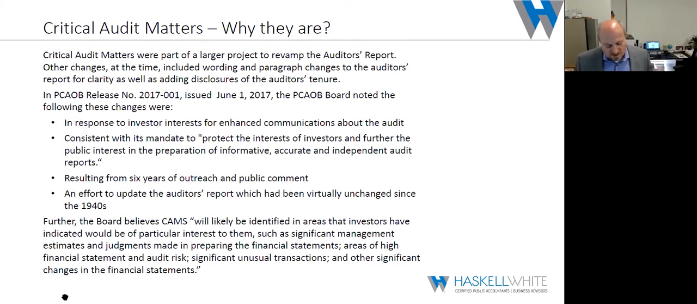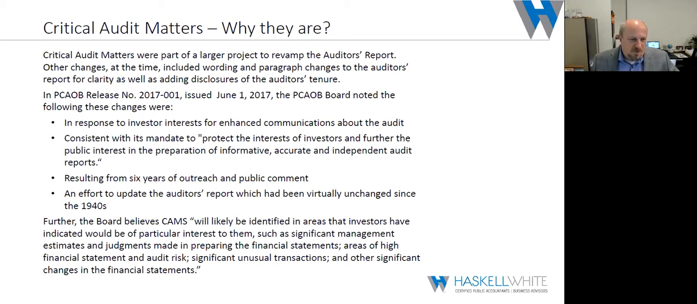Okay. So the answer of why, on the next slide: the PCAOB put out a release back in June of 2017, leading into this whole revamp of the audit report. And it's been a continuing effort on their part as they've reached out to the investment community. I'm not exactly sure who's saying what, but the feeling that's come back through these surveys is the investor community is looking for more information about what's going on in an audit.